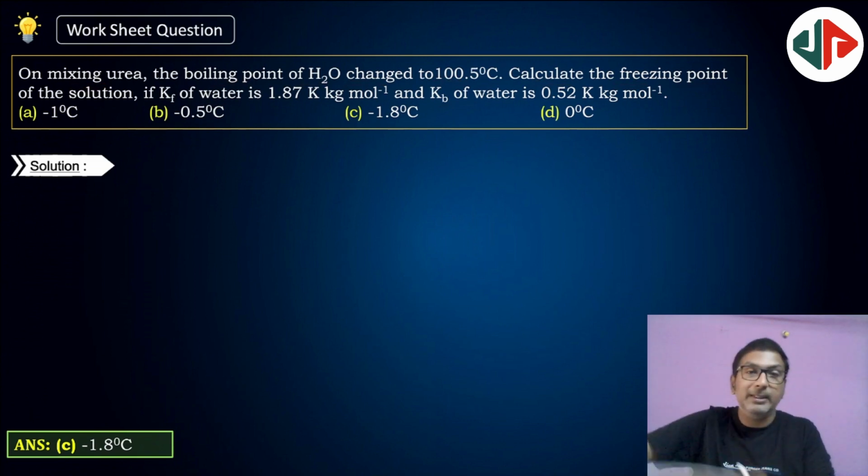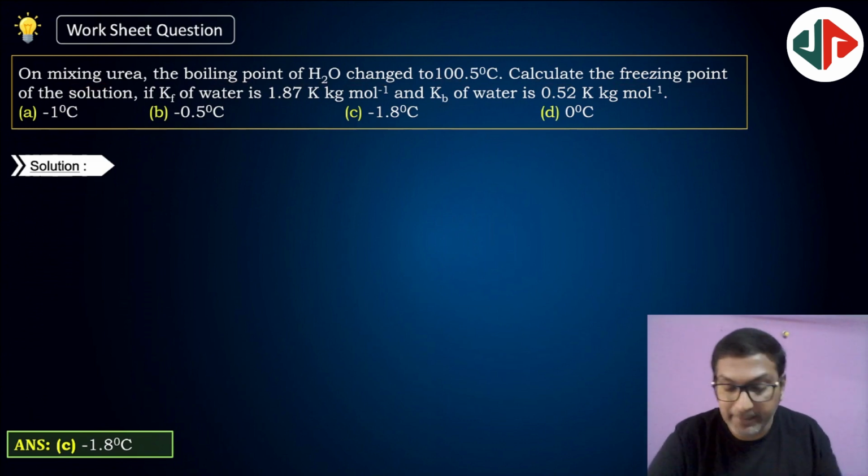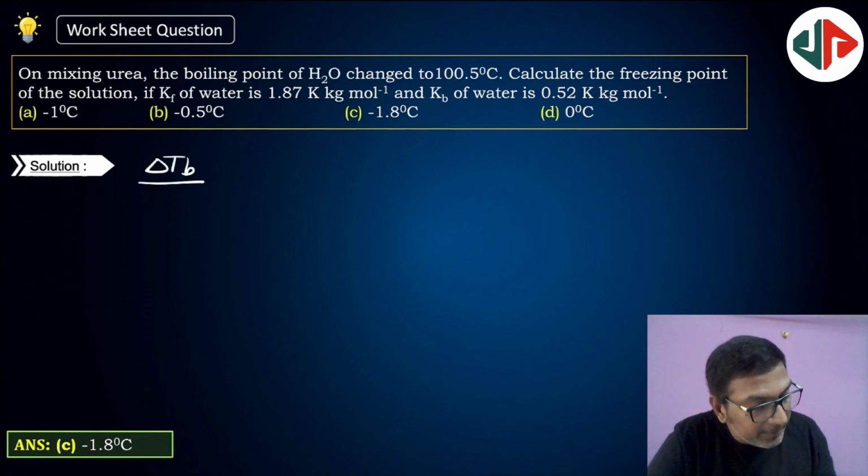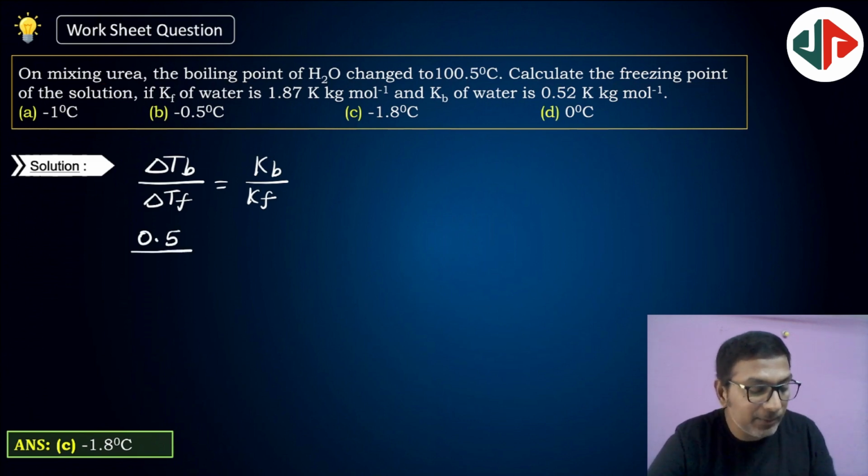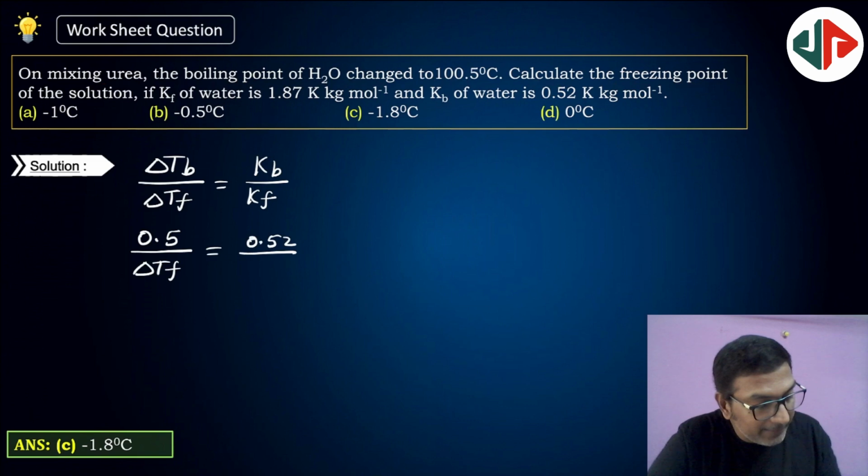So simple question only. Relation between delta Tf and delta Tb. So we know delta Tb by delta Tf equal to Kb by Kf. We can write like this. So here delta Tb elevation is 0.5. So 100.5 degrees minus 100 by delta Tf equal to Kb value 0.52 by 1.87. So from this delta Tf is 1.8.